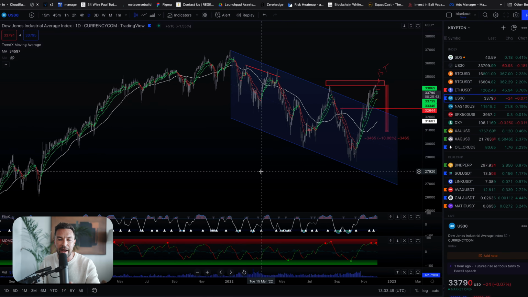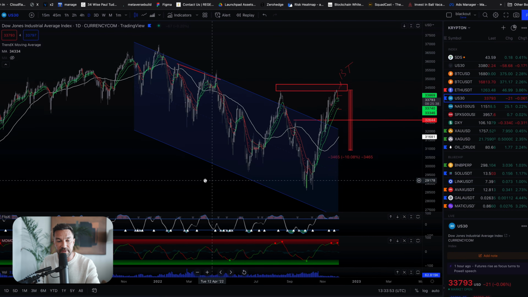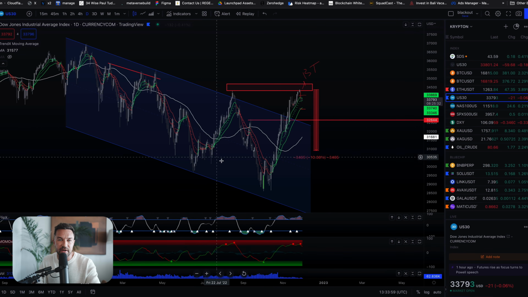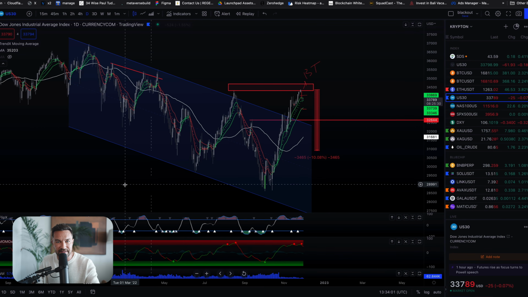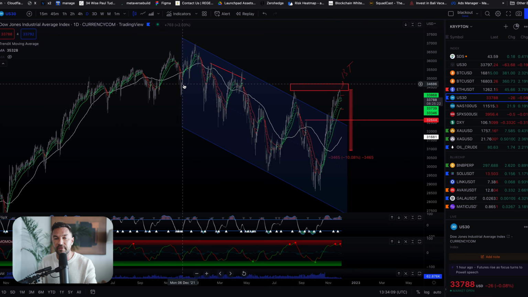So let's just take a look at what happened on US 30 here. Prior, we do have this descending channel that has been forming up, and I've made over 6 figures already shorting the US 30 based on this pattern. We came down here and retested these levels, and I'm already bearish on the market after we crossed back below the 50-day moving average, especially in the crypto market as well.